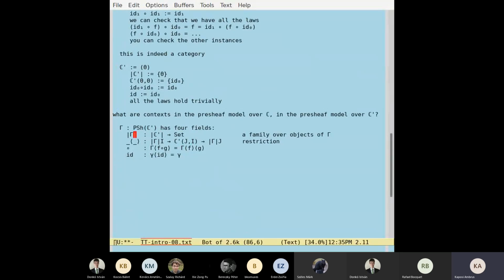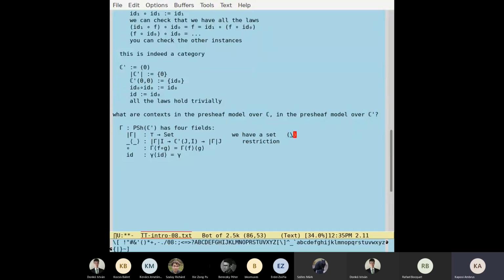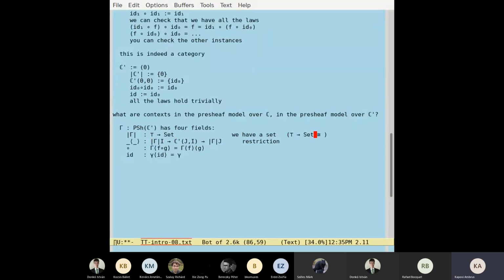So gamma goes from, for every object of C prime, we have a set. So for every object of the unit type, basically we have one set, right? So this just means that we have a set. You know that top arrow set, in general, top arrow A is isomorphic to A. So this just means that we have a set. Okay, and what does this restriction do?